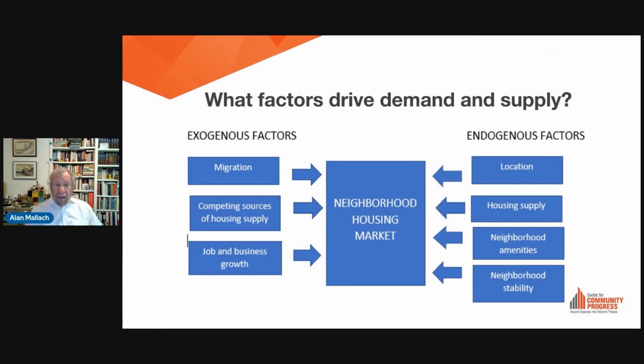The second is the migration patterns. Are people moving into the area or are they moving out? And who is moving in and who is moving out become really important. Are the people moving out the lower income people and the ones moving in the higher income people, or is it the other way around? And then the third one, and I'll talk about this more in a moment, is competition.